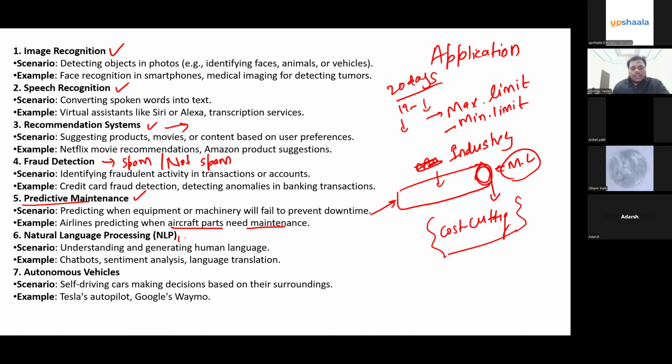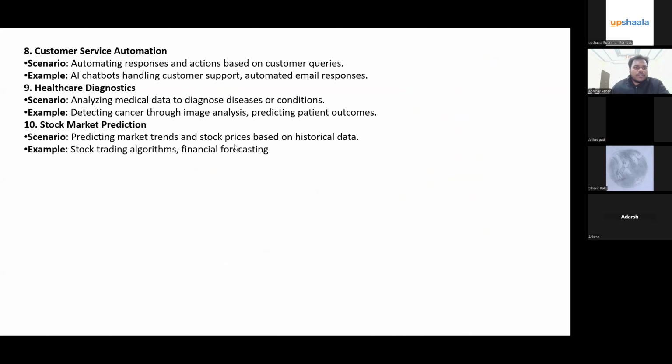After that we will see NLP. After that we will see autonomous vehicles, the self-driving cars we have in the world. Those are results of machine learning models, and many of them are a combination of ML plus deep learning also. After that we have customer service automation, like customer support. In this you can give the example of sentiment analysis.